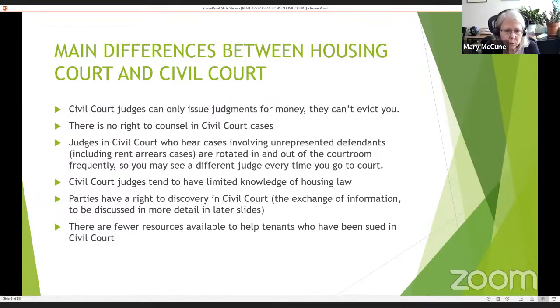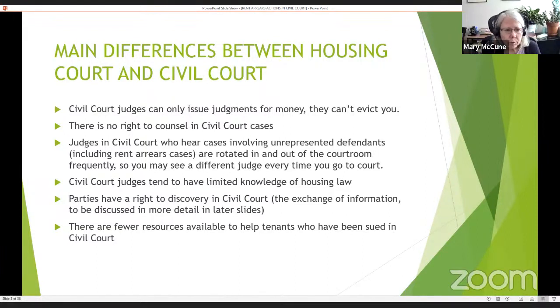So if you go to housing court, in theory, you have a right to counsel if you are eligible for a free attorney, but there's nothing comparable to that in civil court cases. There are some volunteer lawyers available, but often they do not do the rent arrears cases. I'll talk a little bit more about that later. So generally, if you're in civil court, you're on your own.